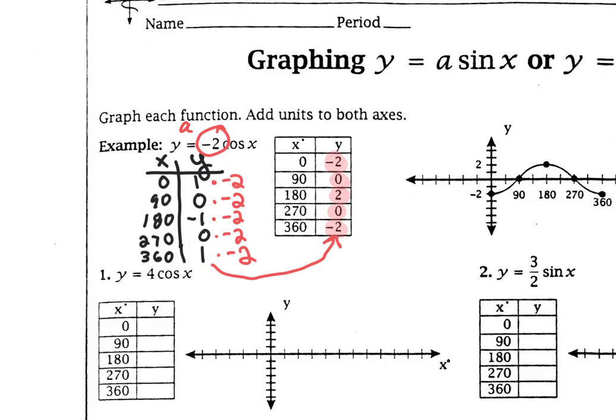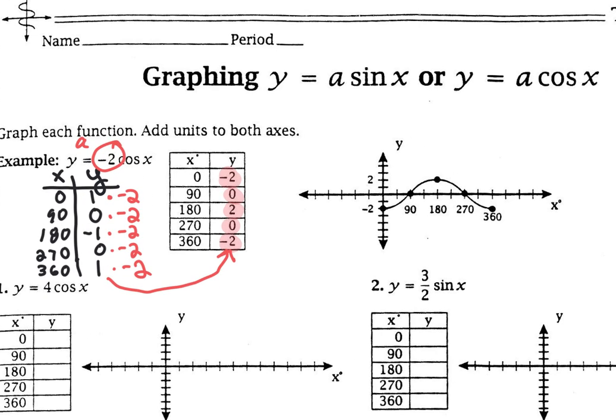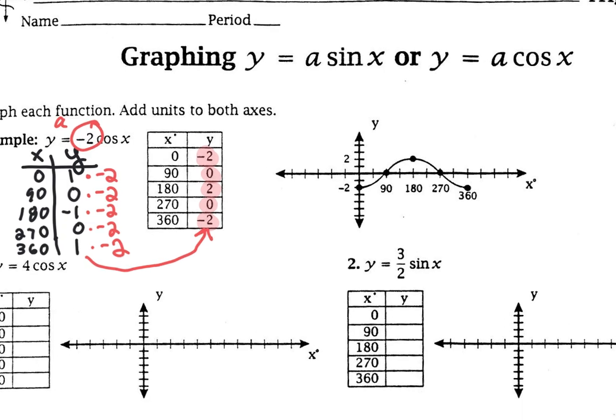Last but not least, we have to graph these points, right? So what we would do is scale our graph. Quite commonly, we're going to scale it by 45 degrees so that we can get all of our important x values there. So you can really use this scale for the entire assignment. And then we go ahead and plot those points. So the first point would be 0, negative 2, 90, 0, then 180, 2, 270, 0, and then 360, negative 2. Let's try one together for sine now.